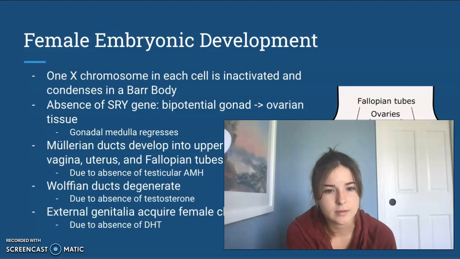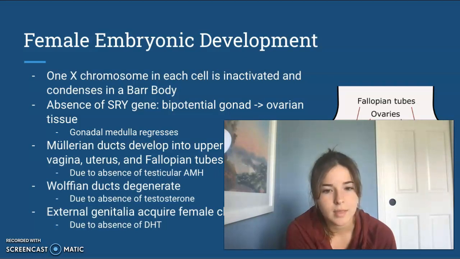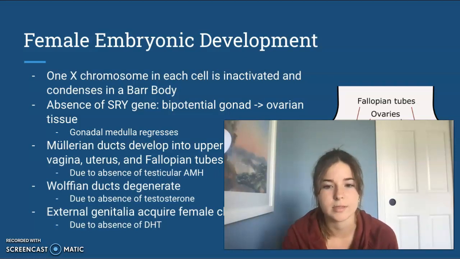Additionally, the absence of testicular AMH allows the Mullerian ducts to develop into the upper portion of the vagina, uterus, and fallopian tubes. With this, the Wolffian ducts degenerate due to the absence of testosterone. Then the absence of DHT will cause the external genitalia to acquire female characteristics.